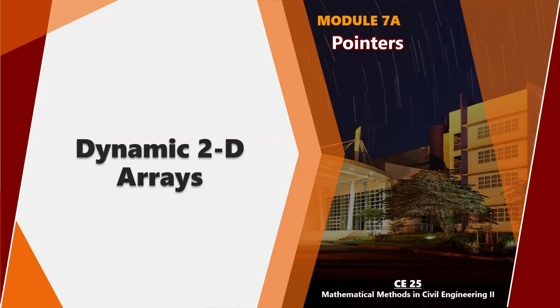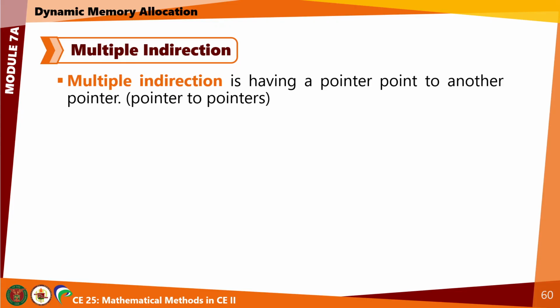So i-apply natin yung dynamic memory allocation for 2D arrays. So extend lang natin yung concept. Sige, start. We discuss first yung ating multiple indirection na concept. When you say multiple indirection, meron tayong pointer and then magpo-point siya sa another pointer. Okay, so pointer to pointer.